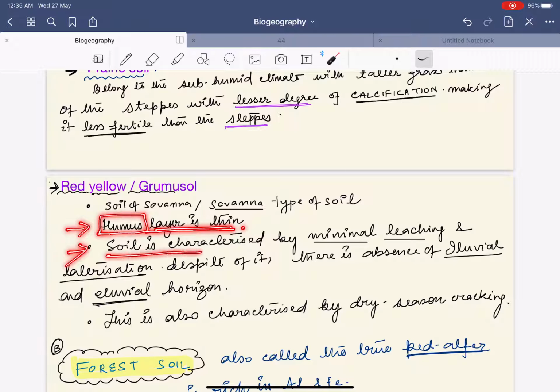Next, what we have is the loess. I have already talked about loess. We talked about loess while we were discussing your Chernozem or the black soil.